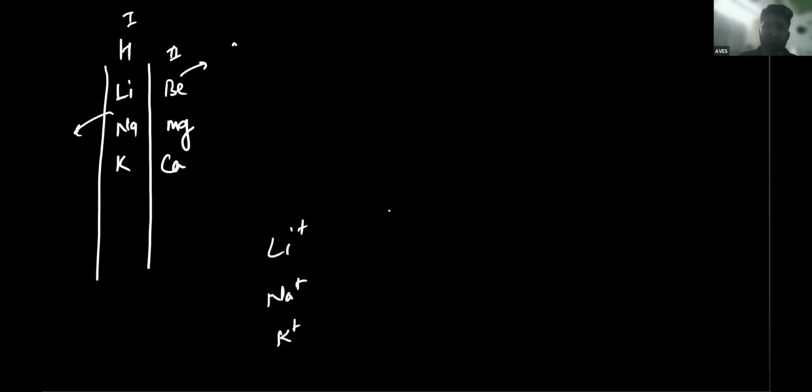Group 2 elements are beryllium, magnesium, and calcium. This is group 1, and this is group 2. Group 2 elements have 2 valencies, while group 1 elements have 1 valency. Lithium has positive 1, sodium has positive 1, potassium has positive 1. Beryllium has positive 2, magnesium has positive 2, calcium has positive 2.